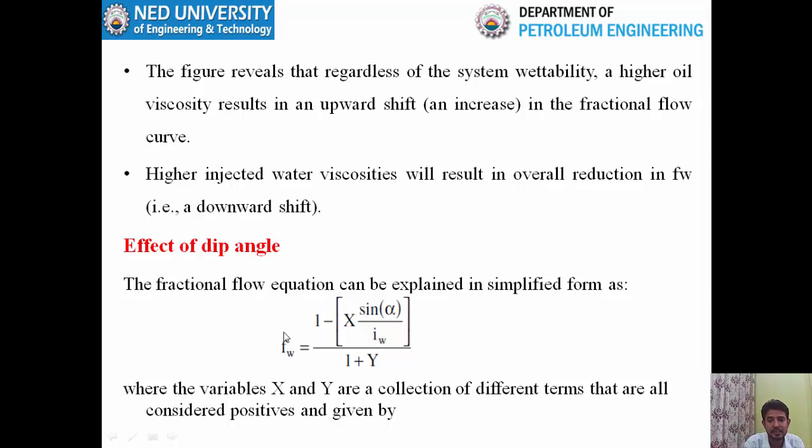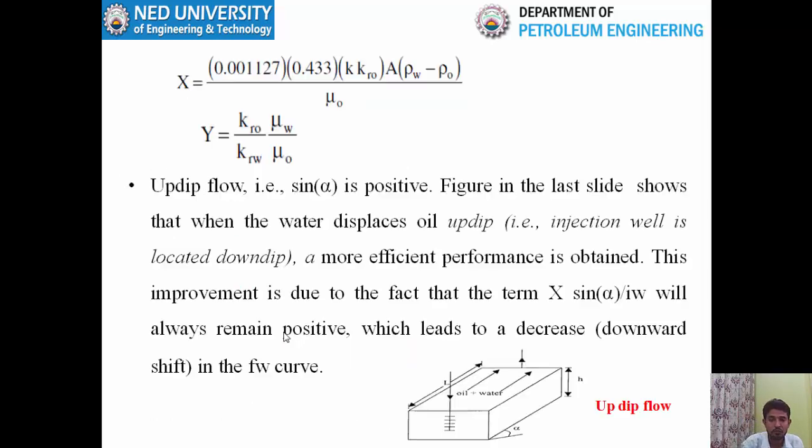you will have a decrease in the FW curve. And again we have seen that a decrease in FW curve means that the FW curve will move to the right direction. So when the injection well is located down dip, it is the most suitable case as compared to the case when the water injection well is located up dip.